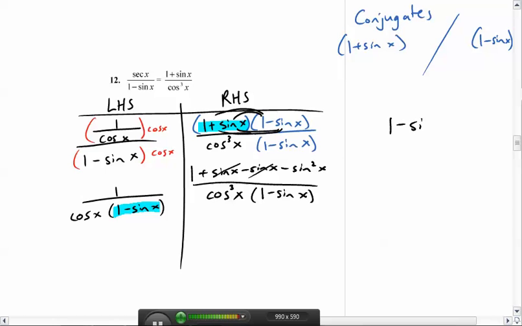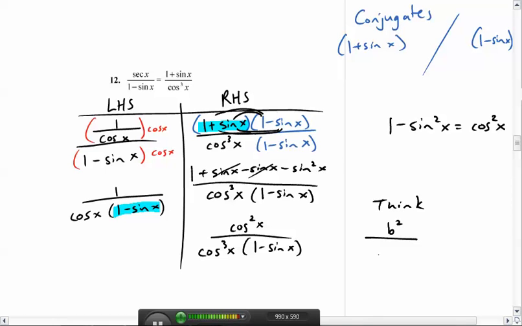Now 1 minus sine squared x is the same as cos squared x because cos squared plus sine squared is 1. So in the numerator I get cos squared x over cos cubed x, 1 minus sine x. So again, you can think this is like b squared over b cubed, 1 minus a. So the b's will cancel off. 2 on the top will cancel with 2 of them on the bottom, leaving us with 1 over cos x, 1 minus sine x.